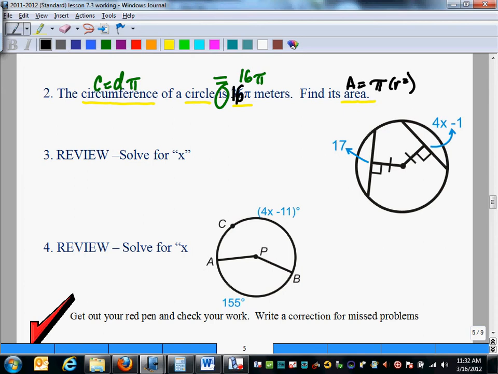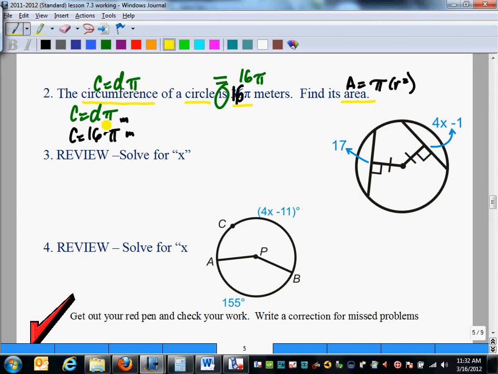That's what I mean. What can you do? You can always look very closely and write equations. So we're going to write this down. C equals D pi, but we're told that C equals 16 pi meters. Okay, write those two down.